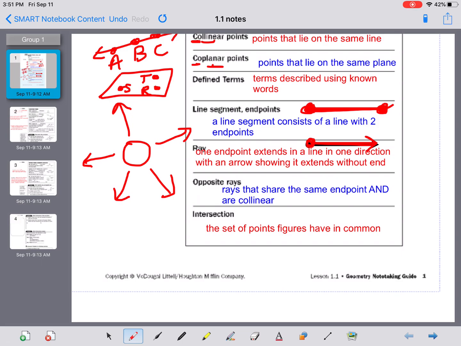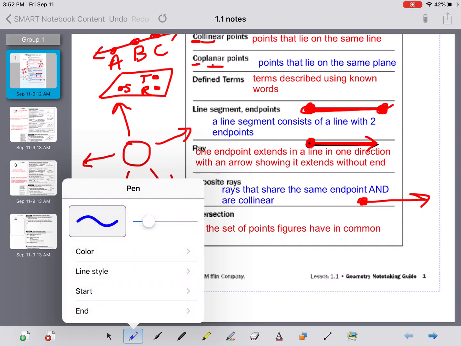Opposite rays, rays that share the same endpoint and are collinear. Now, a picture really does help, but if I just draw the picture and you just see a picture, it might not. So here's a ray. I'm going to have this ray go this direction, okay? I'm going to change colors so if somebody's looking at these notes, maybe it'll make more sense later.